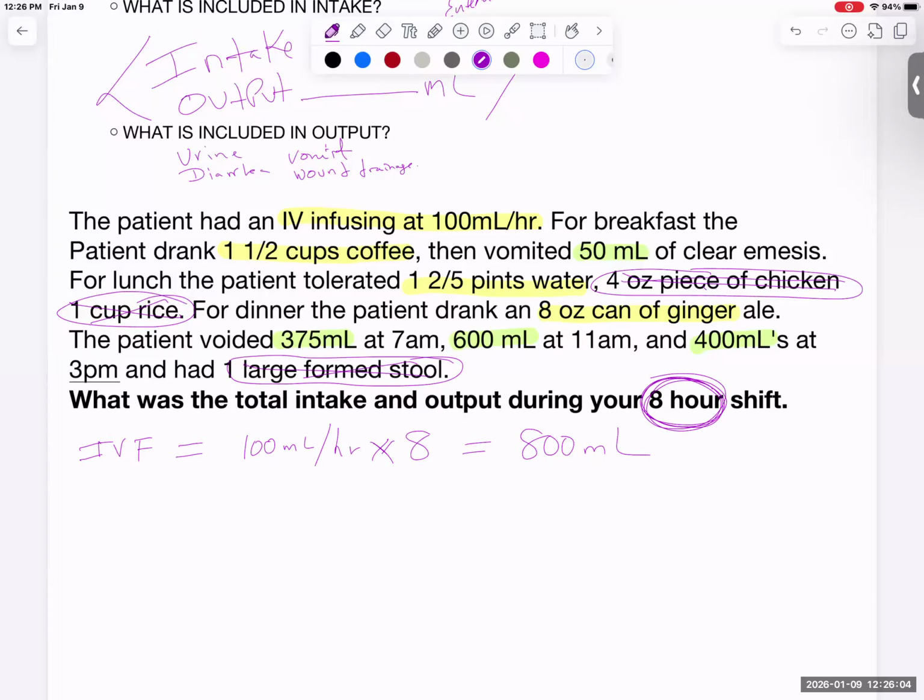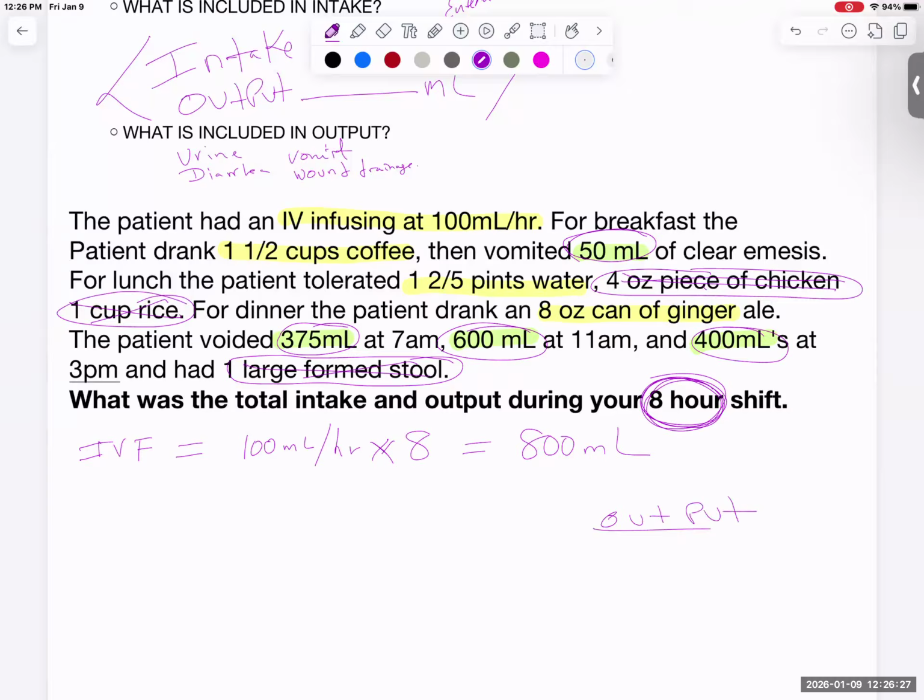So 1.5 cups coffee, and then they vomited 50 milliliters. The output is usually pretty cut and dry, right? A lot of times it'll be in milliliters because that's how we measure it in the hospital or acute care setting. So what would you document as the output on this patient? I want to jump over to output.